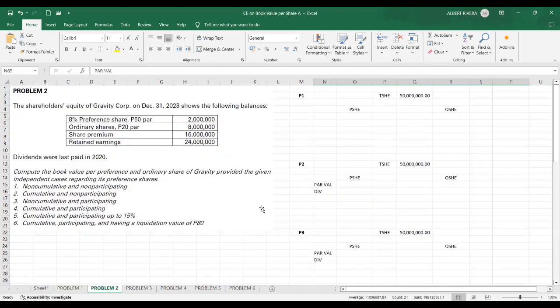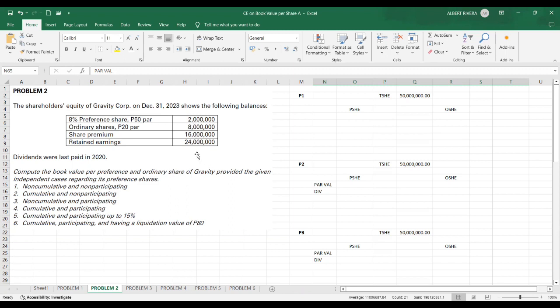Let's go to problem 2. So dito sa problem 2, eto na, yung madami na parang ginawa natin kanina. Okay, so there are 6 requirements and 6 independent scenarios, I mean. However, the requirement is just to compute for the book value per preference and book value per ordinary share. So let's have first item 1. So this is non-cumulative, non-participating. So there is no participation.